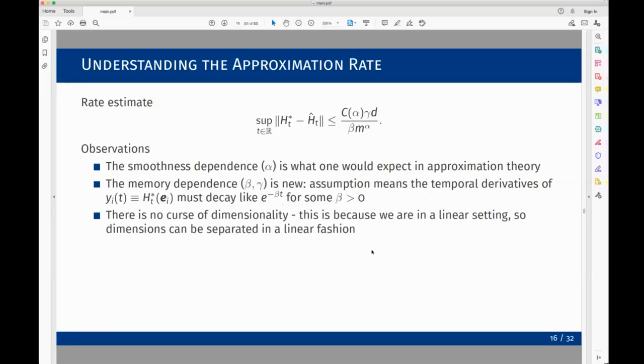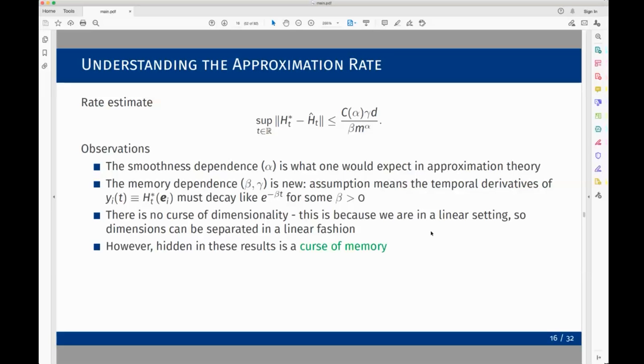The third comment is that you can see here there's no curse of dimensionality. The d is just a linear factor that comes into the final approximation rate. This is not surprising because we are working in a linear setting, so the dimensions can be separated in a linear fashion. So this is normal.